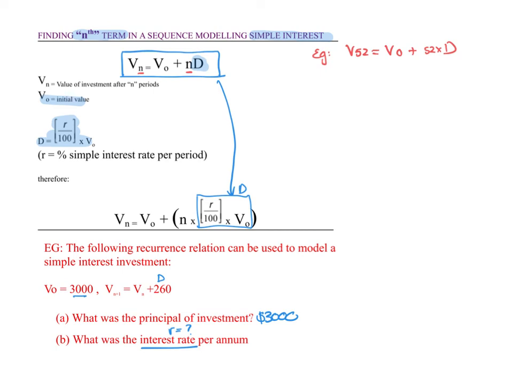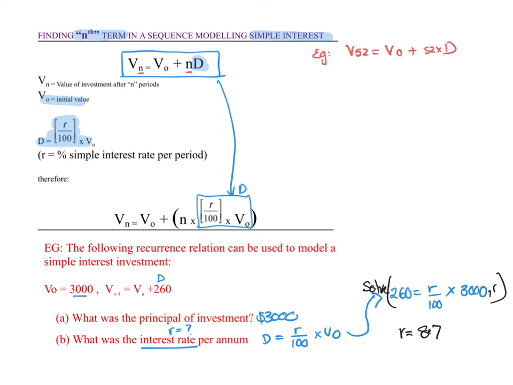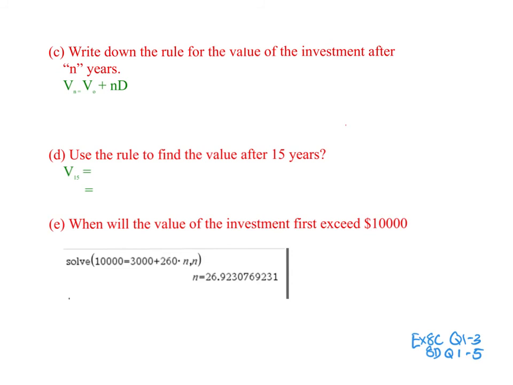What you've got to look at is we have the D value, and if we look at our formula for D, I actually know what D is. So I could write 260 equals R over 100 times V0, and I know what V0 is as well. It's 3,000. The only thing I don't know is R, and that's what I'm trying to find out. So you can use solve on your calculator, comma R. If we do that, we get the rate to be 8.7% per annum.